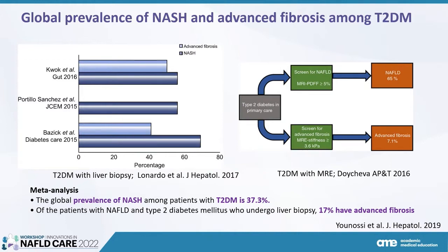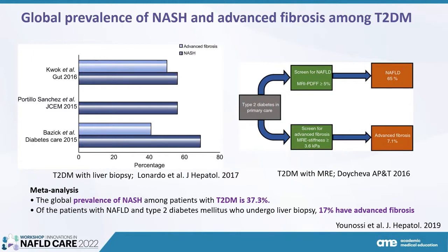so probably largely overestimated. On the other hand, when you look at a study performed in UCSD, including patients with type 2 diabetes in the primary care setting, and you screen them using another non-invasive diagnostic tool such as magnetic resonance elastography, you can see that the prevalence of NAFLD is around 65%, and the prevalence of advanced fibrosis based on this biomarker is much lower, around 7.1%.